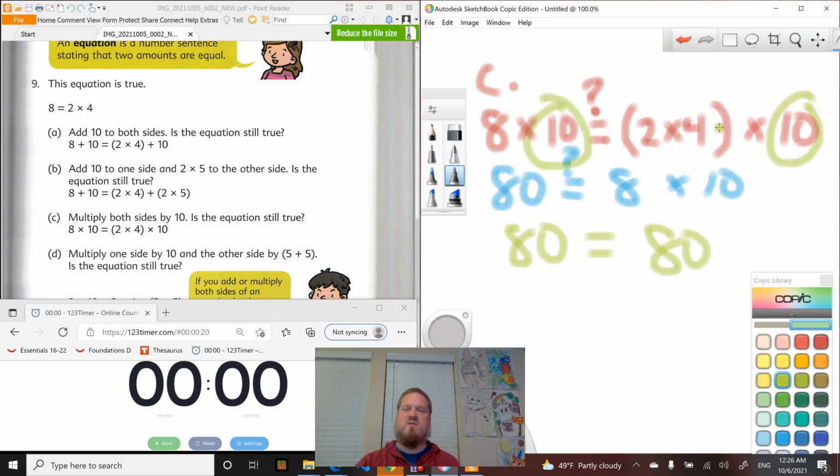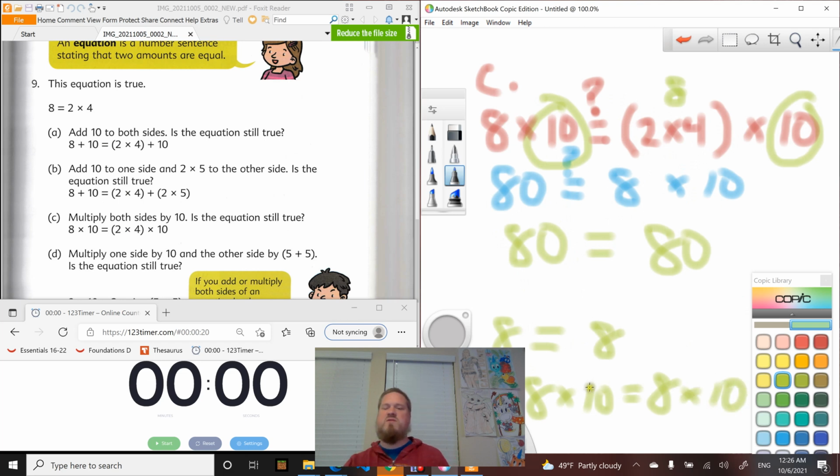Another way to look at it is 2 times 4 is 8. So if you have 8 equals 8, 8 times 10 equals 8 times 10. Of course they're the same. It's just they make it tricky by making it 2 times 4, which is 8. The numbers multiply, the equation is equal.